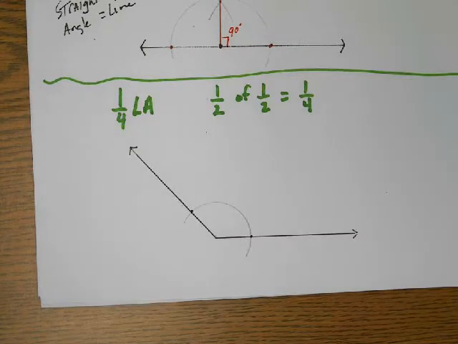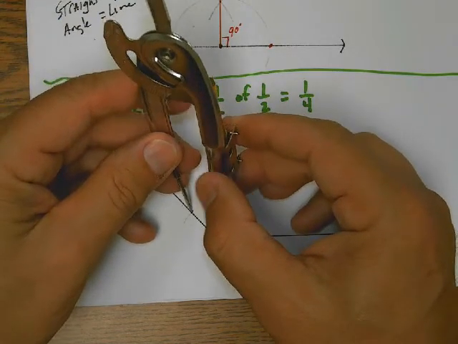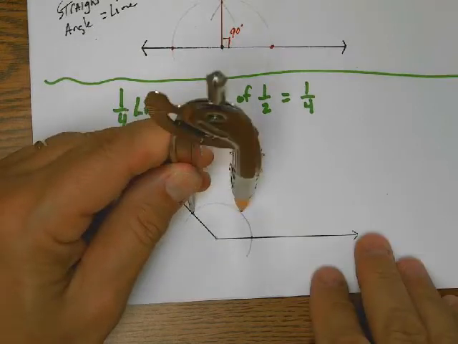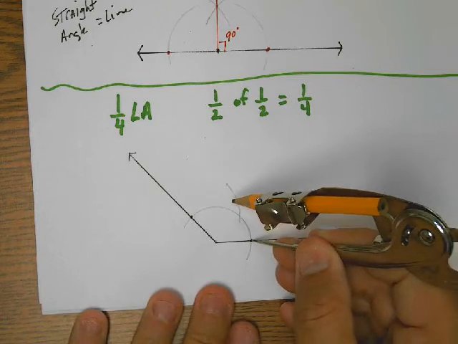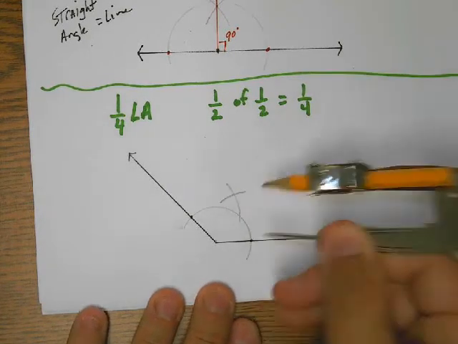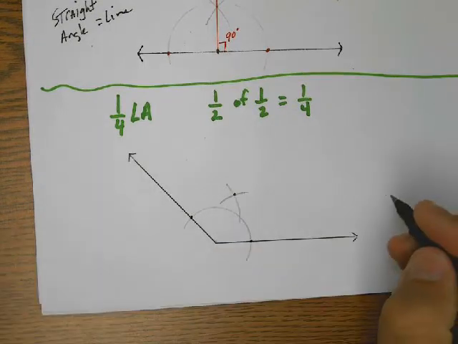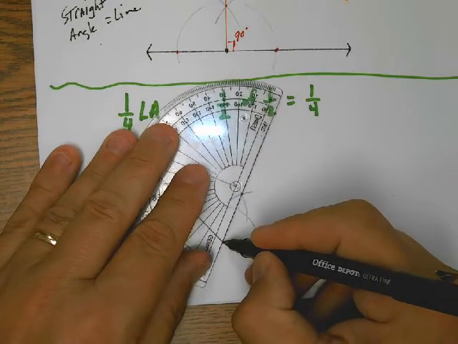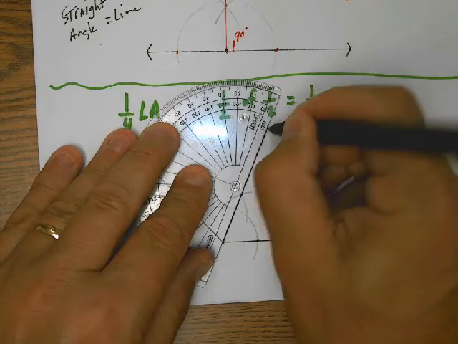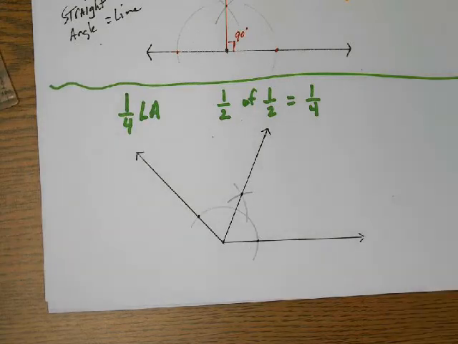lot better. Okay. Now, once we have those highlighted, we want to get a point of intersection out here in the middle. I'm going to widen mine just a little bit. Point of intersection out there in the middle. Highlight that point of intersection. Use my straight edge to connect with the vertex. And there's half.